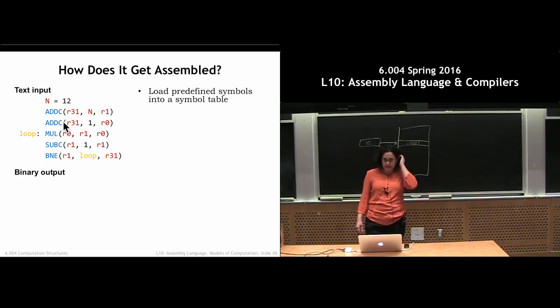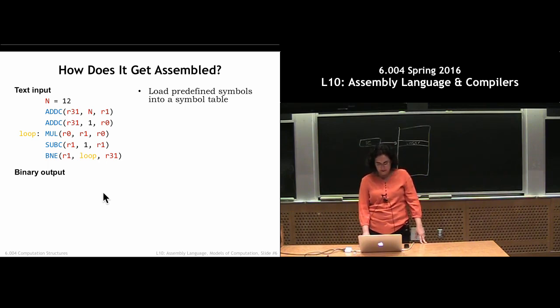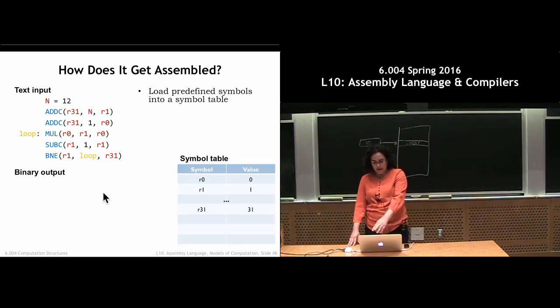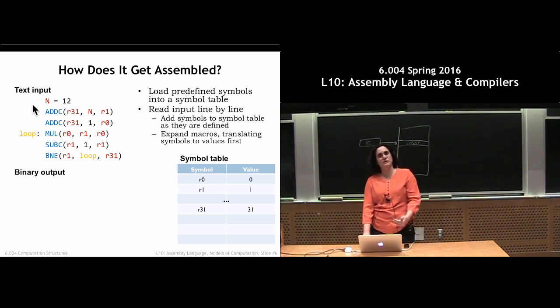Okay. So let's take a look at this example and see what the actual process of assembling this into binary looks like. The first thing that happens is that we've got this symbol table. The symbol table is filled in with these pre-initialized symbols. The symbols R0 through R31, as we just mentioned, are simply constants, referring to the constant values 0 through 31. But in addition, we can add additional symbols in our program, like this n. As we assemble this program, we're going to read line by line, adding symbols to the symbol table and replacing symbols with their value as we process each of these lines.